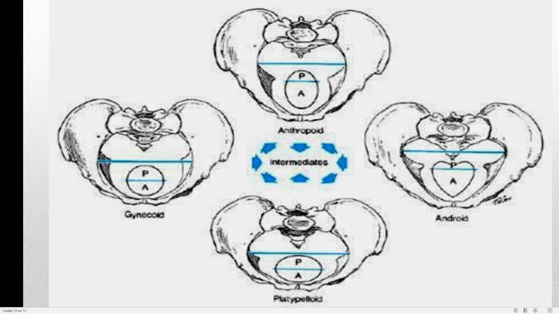In this picture, you can see the differences between the 4 types of pelvises. A is anterior, B is posterior. You can see how the shape of the pelvis changes in different types of pelvises.